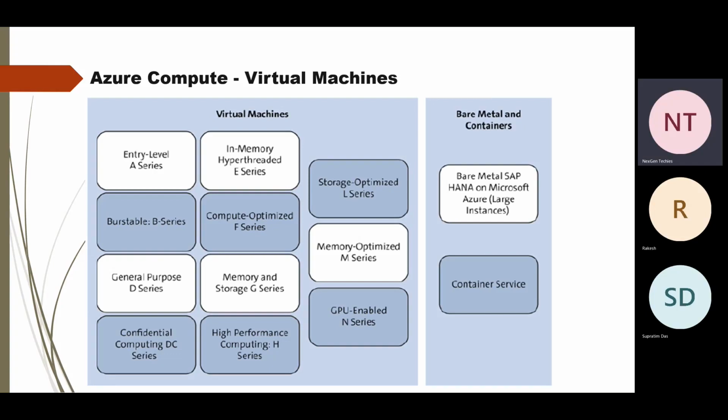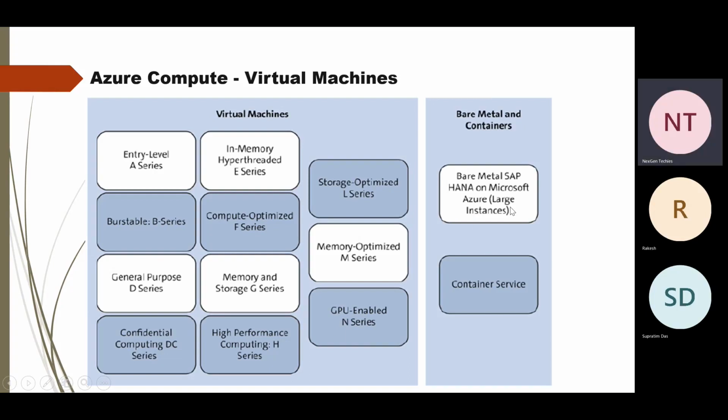Okay, so the XYZ M series VMs support 8 TB of RAM. Now if your requirement is more than 8 TB, like 12 TB, then there are no VMs which support 12 TB. So in that case, you will go with bare metal, bare metal SAP HANA.